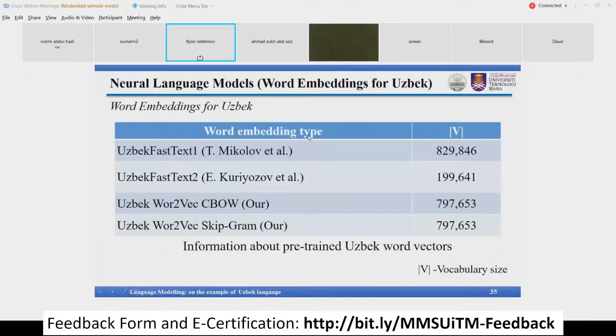The word embeddings for Uzbek: the first is the word embedding language model presented by Tomas Mikolov, the second is the Uzbek fastText language model presented by Kuryazov, and then the Uzbek Word2Vec CBOW and Skipgram pre-trained word embedding models, which are our language models. Here is the vocabulary richness of each pre-trained language model.